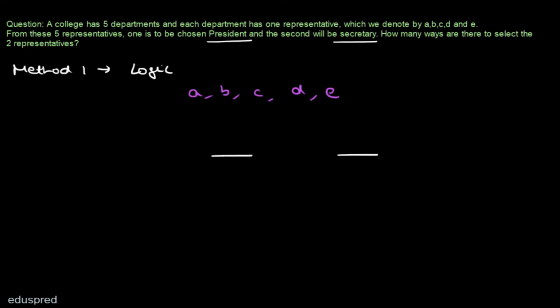So let's make 2 slots here. This slot is for president and this slot is for secretary. Now let's check if the order matters or not. To check whether the order matters, start with any arbitrary outcome. So let me write one of the possible outcomes that we can have. One of the possible outcomes could be that A becomes president and let's say D becomes secretary. So this is one of the possible outcomes that we can have.